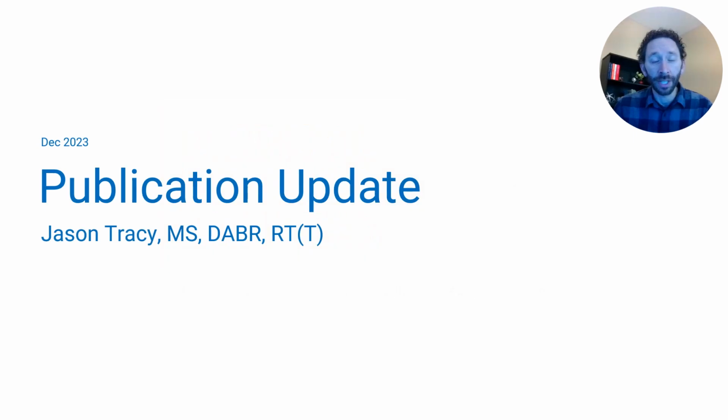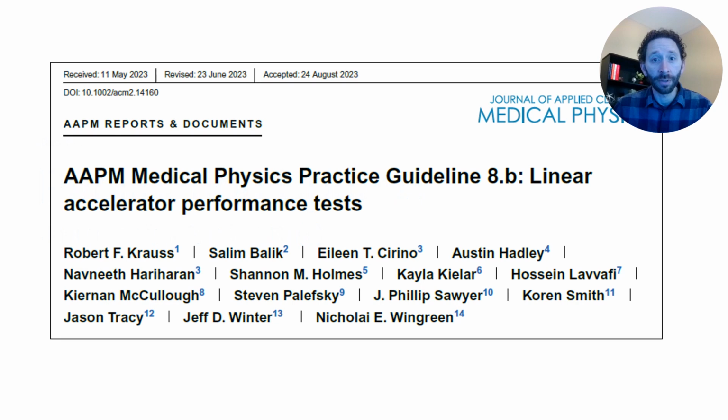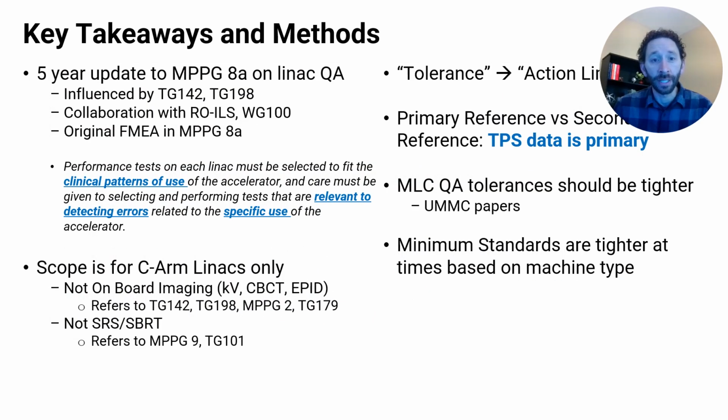Today's December discussion is going to highlight one of the recent publications from the MPPG lineup of guidelines. Medical Physics Practice Guideline 8B is on linear accelerator performance tests, and is kind of a continuation of 8A. It's a 5-year update from 8A. It's influenced largely by TG142, TG198. There's some collaboration with the RO-ILS Working Group 100.